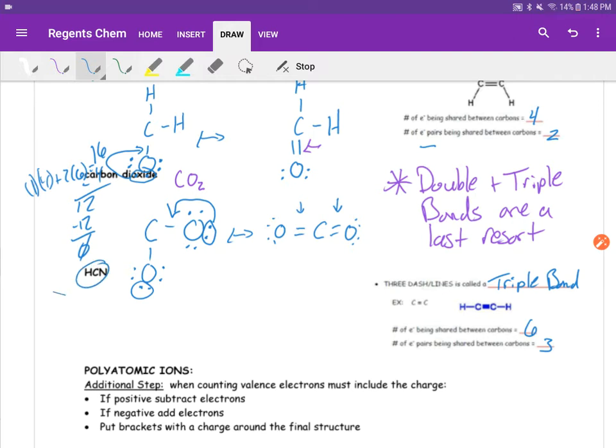I want you guys to go ahead and try doing HCN. All right, so we've got 1 times 1 plus 1 times 4. You probably guys can start doing this part in your head. You probably don't have to write that out. So we have a total of 10 valence electrons that we have to use. Will hydrogen be my central atom? No, it can never be the central atom. So I'm going to go to the next one, which is carbon.